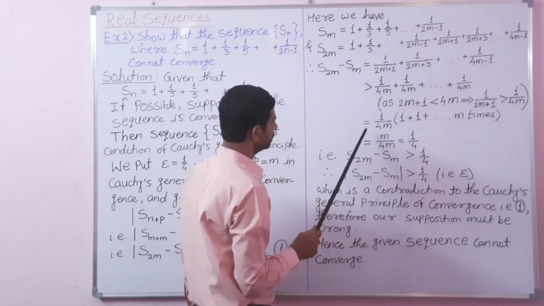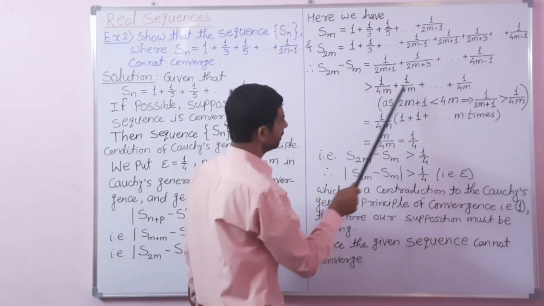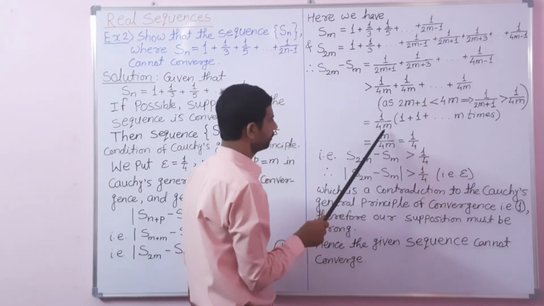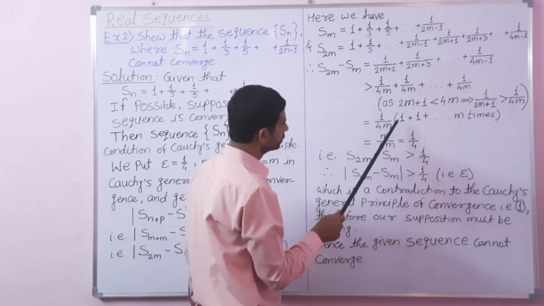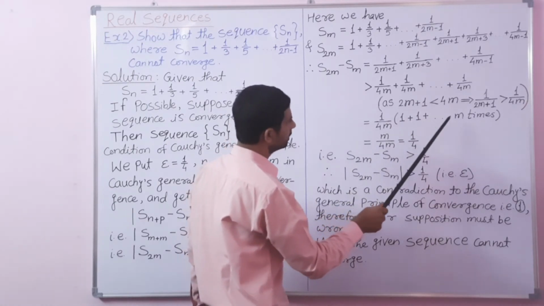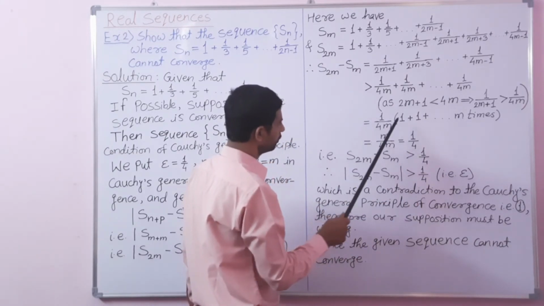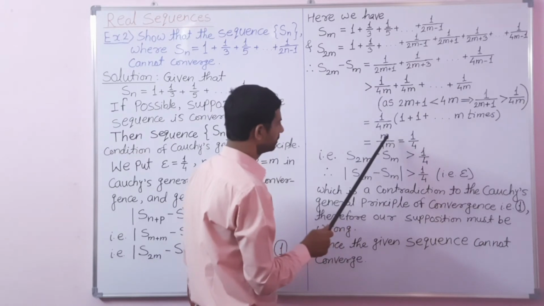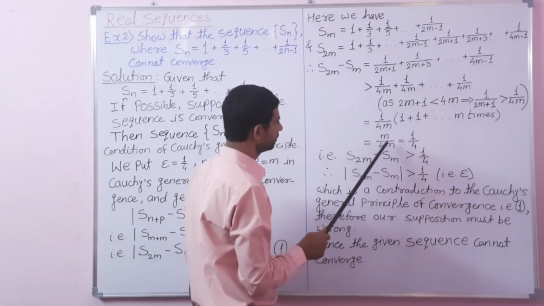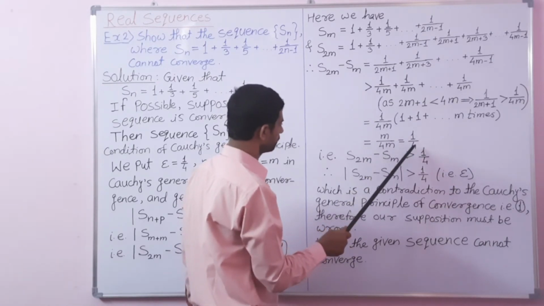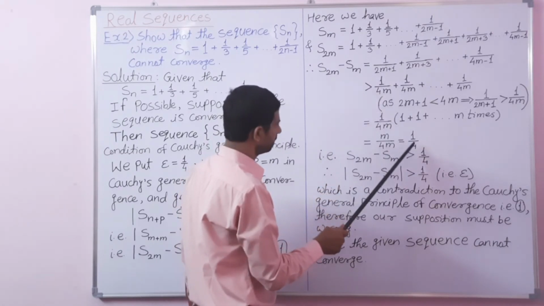Okay, so this is equal to 1 upon 4m plus 1 upon 4m plus so on, this is m times 1 upon 4m. So we will take 1 upon 4m common from each one term, and we obtained 1 upon 4m into 1 plus 1 plus 1 continued up to m times, which is equal to 1 upon 4m into m, since 1 plus 1 plus 1 m times is simply m. So 1 upon 4m into m is nothing but m upon 4m. So m will get cancelled and it is equal to 1 by 4. So we have obtained S2m minus Sm is greater than 1 by 4.